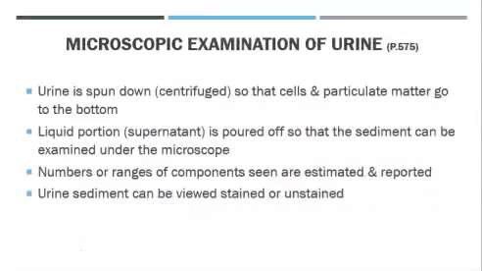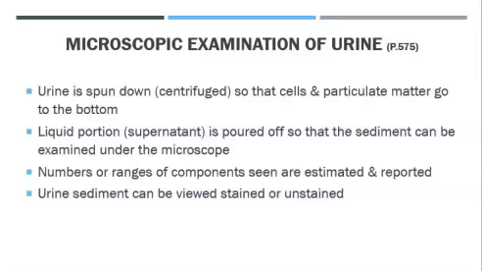Next, we need to talk about the microscopic examination of urine. Based on the results of the urine dipstick, if the results are abnormal, we may need to look at the sample under the microscope. The first thing we need to do in order to prepare the urine sample for microscopic examination is to spin the urine down in a centrifuge so that the cells and the particles in the urine can go to the bottom.